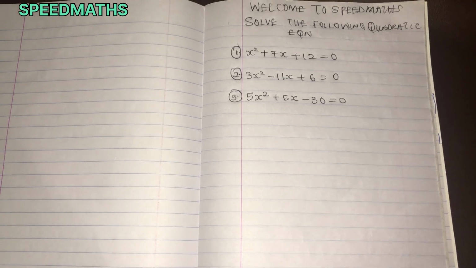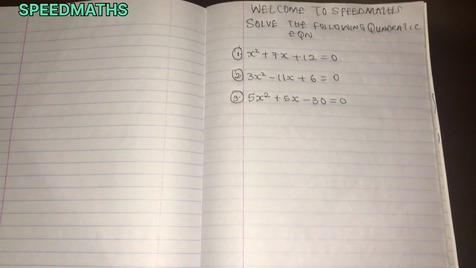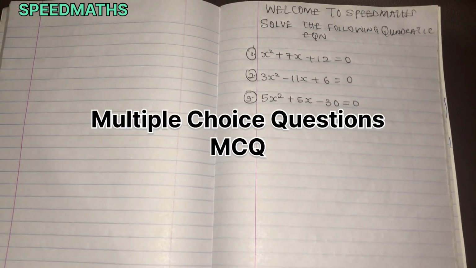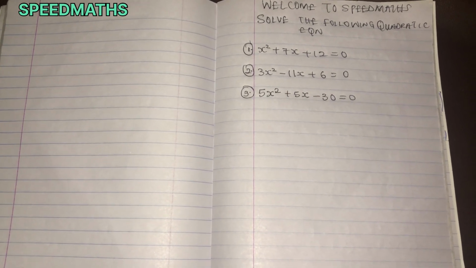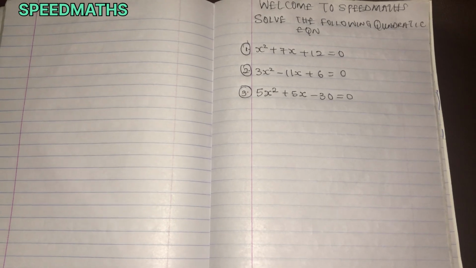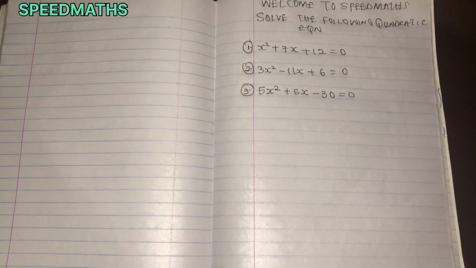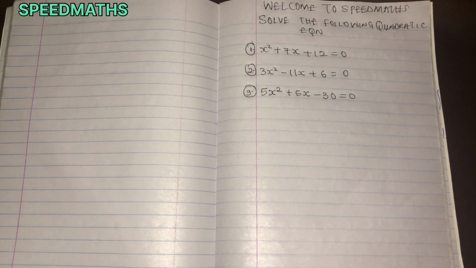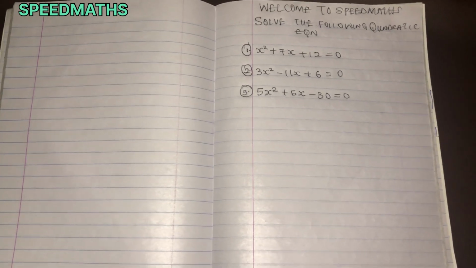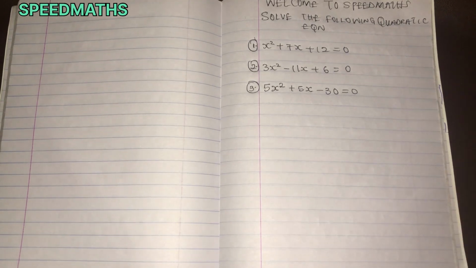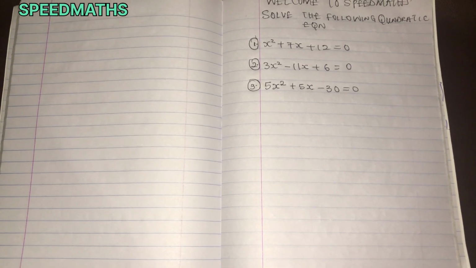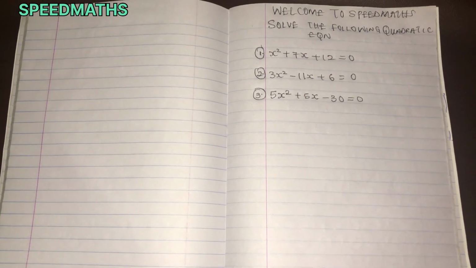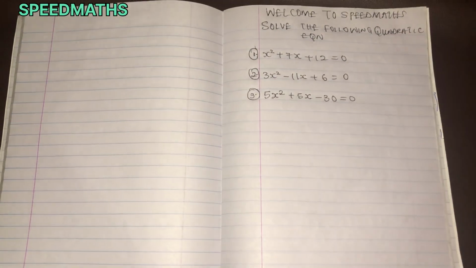But we're going to be looking at an exceptional method, because this method will help many of us who are writing multiple choice questions like OBJ. This particular method will help us scale through. So stick to the end of this video so that you get to know how to solve it. We're not going to be using the other methods, we're going to be using an exceptional method. But you could equally try it using any of those methods which I've just mentioned, and you will get the same answer.